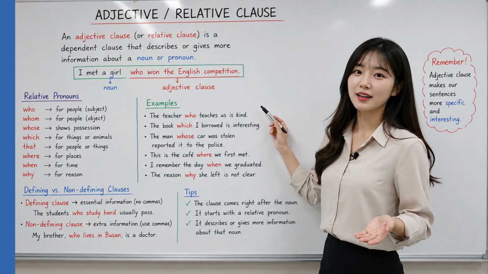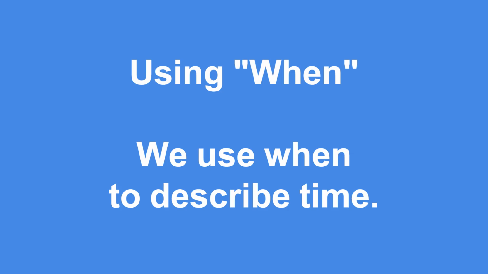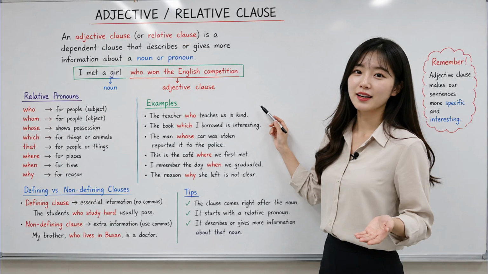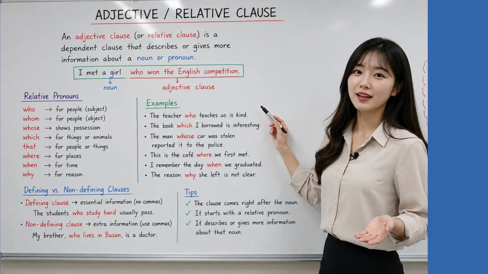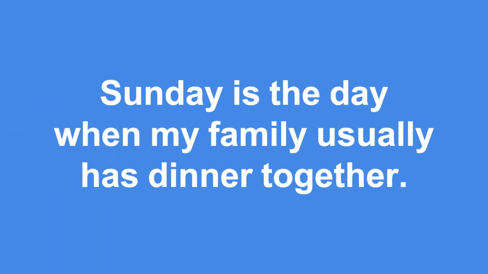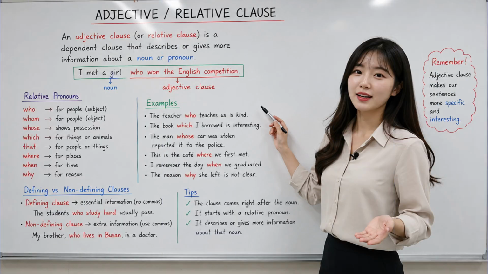Using when. We use when to describe time. For example, I still remember the day when I graduated from university. Another example is, Sunday is the day when my family usually has dinner together. The adjective clause gives more information about a particular time.